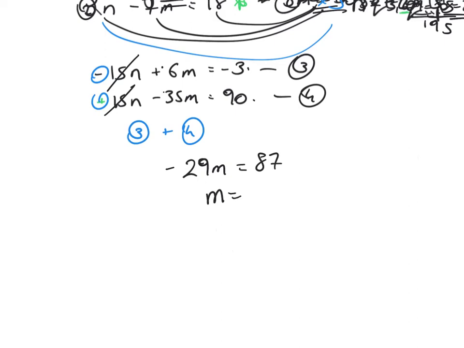I'm now going to bring the minus 29 down and divide. And that will be 87 divided by minus 29. Take your time, that goes in a whole amount of times. That's minus 3.